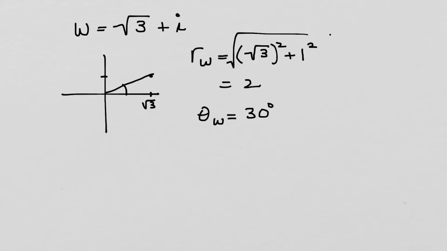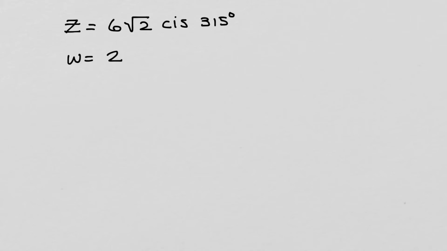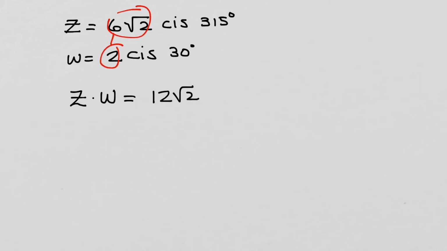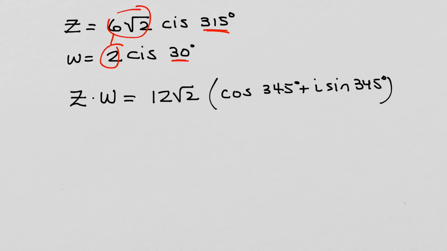All right. So now I'm going to find z times w. Recall that z was 6 square root of 2 cis 315 degrees, and w was 2 cis 30 degrees, and so z times w is 12 square root of 2. I just multiply the r values together, and then I'm going to add the angles together. And I'm going to write it all out this time. Cosine 345 degrees plus i sine 345 degrees. So that's z times w.